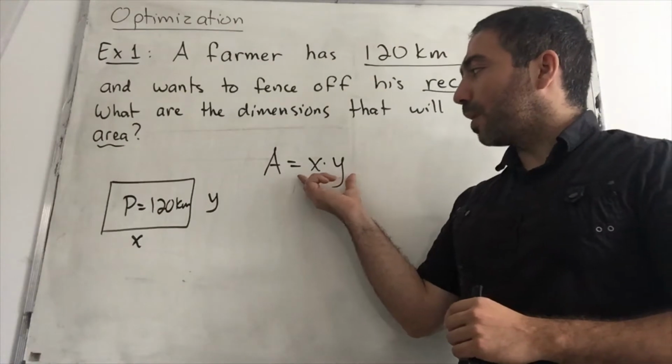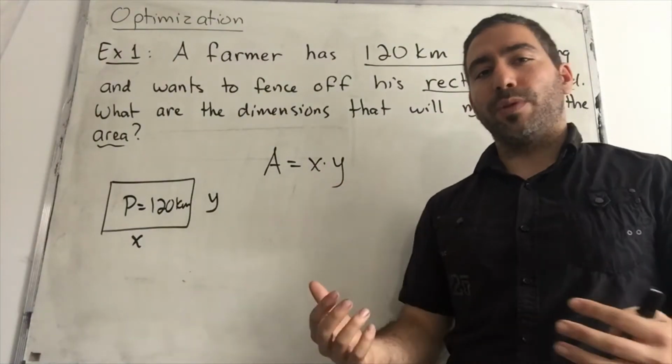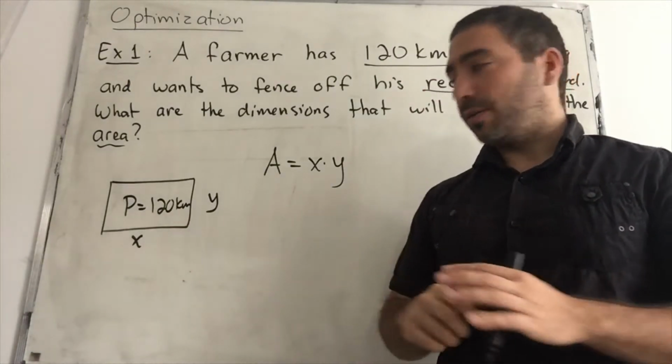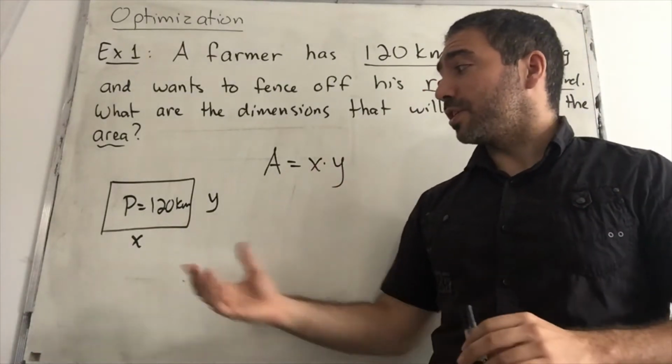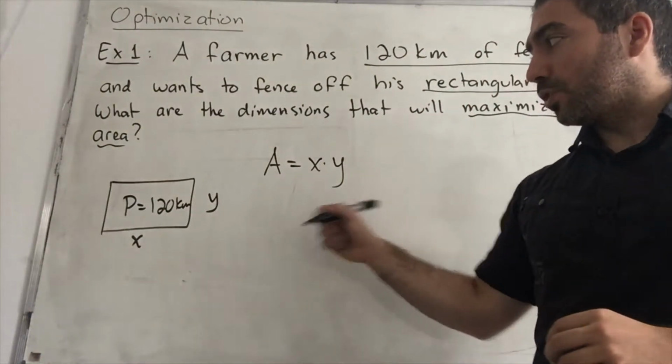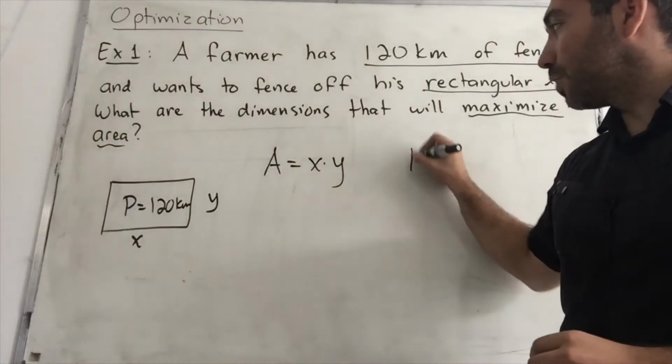So we have to come up with a second equation. What information haven't we used yet? Well, we haven't used the perimeter. So let's go ahead and create a second equation involving the perimeter. So we know that the perimeter, and this is why it's important to draw.